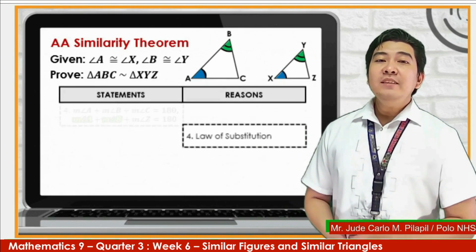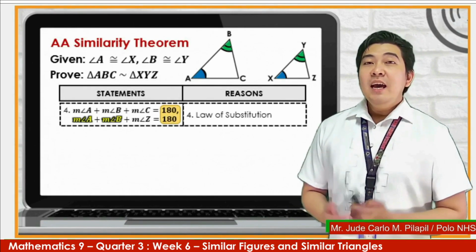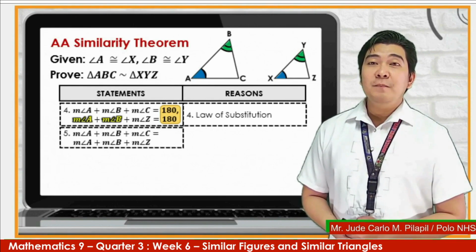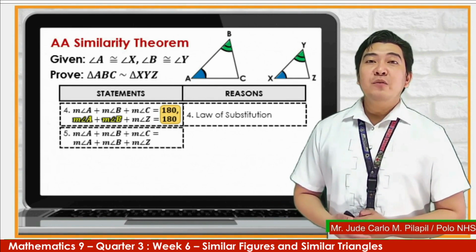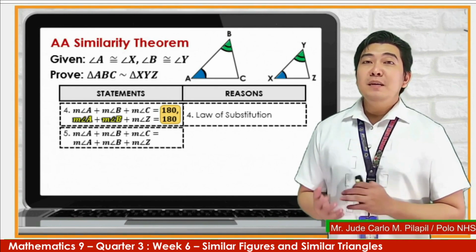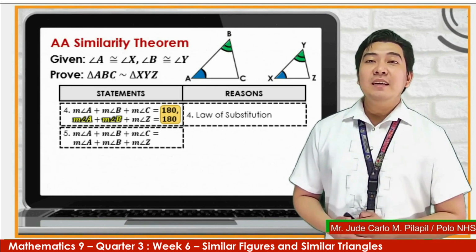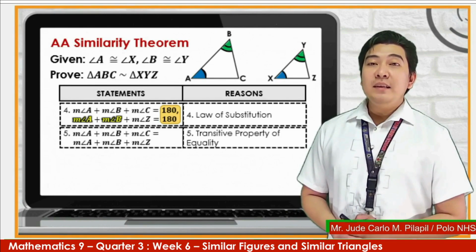Next, both sides of the equation are equal to 180. Hence, we can equate the two sides of the equation. Measure of angle A plus measure of angle B plus measure of angle C is equal to measure of angle A plus measure of angle B plus measure of angle Z. The reason is transitive property of equality.